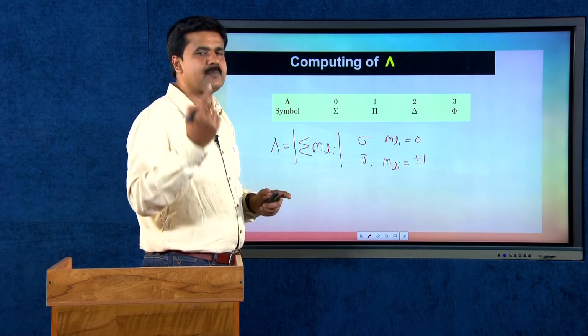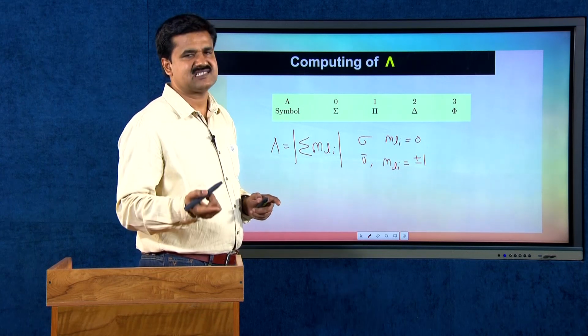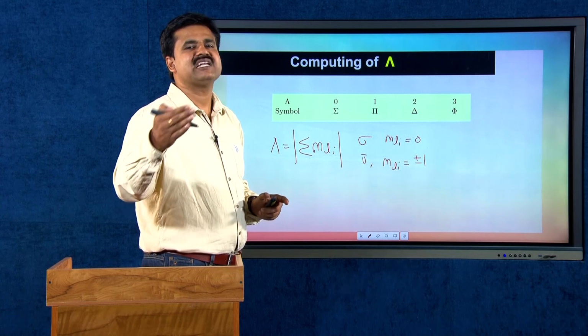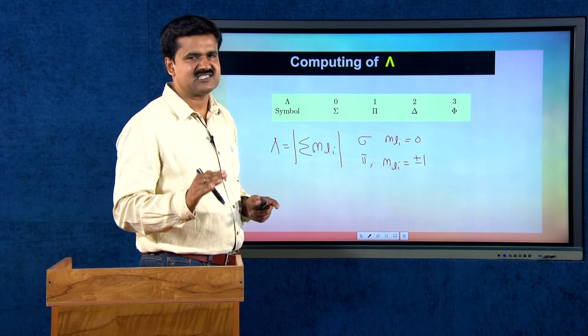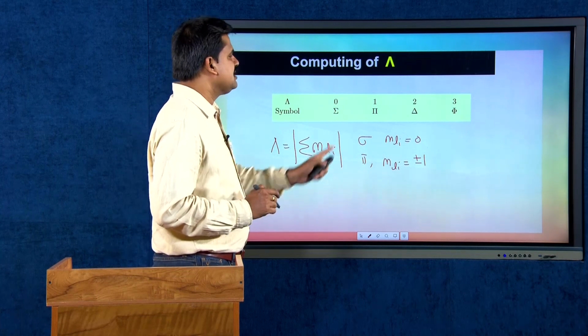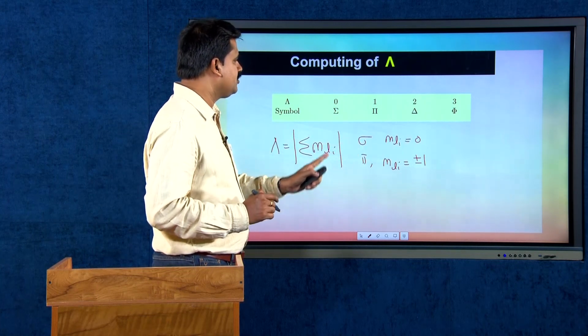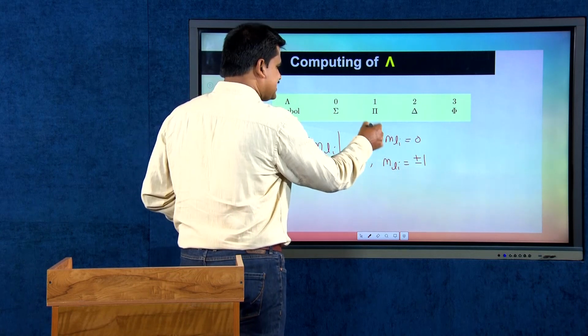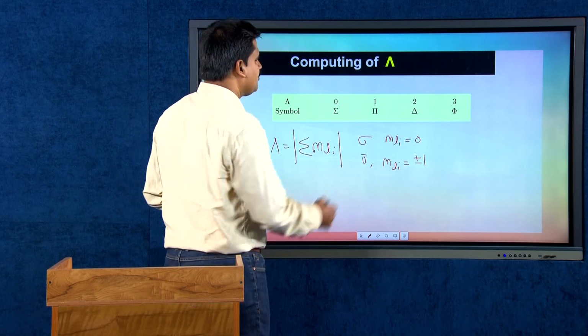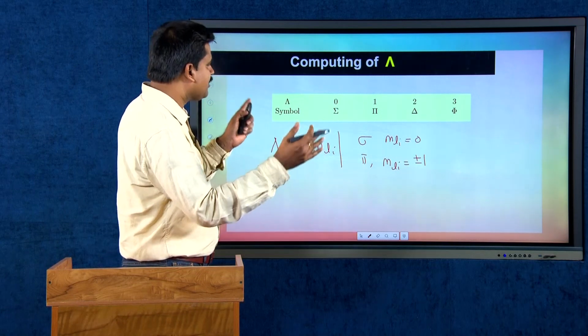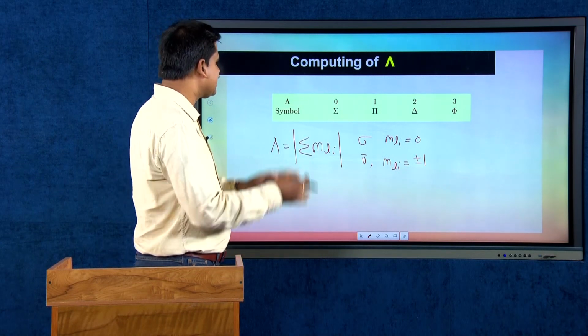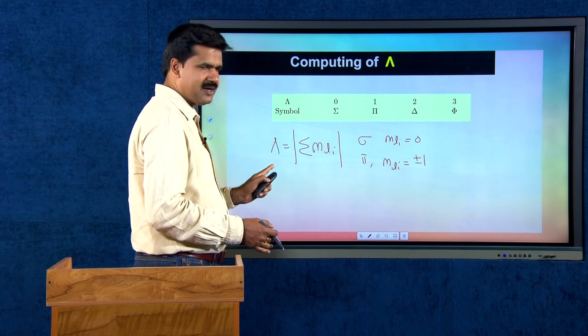If there is one more pi electron, we have to put minus 1. Plus 1, minus 1, plus 1, minus 1, like that. For the first pi electron, it is plus 1. For the next, it is minus 1, and so on. So for a sigma electron, MLI is equal to 0. For a pi electron, MLI is equal to plus or minus 1. On adding, collecting together the MLI values and taking the modulus, we will get the value of lambda.